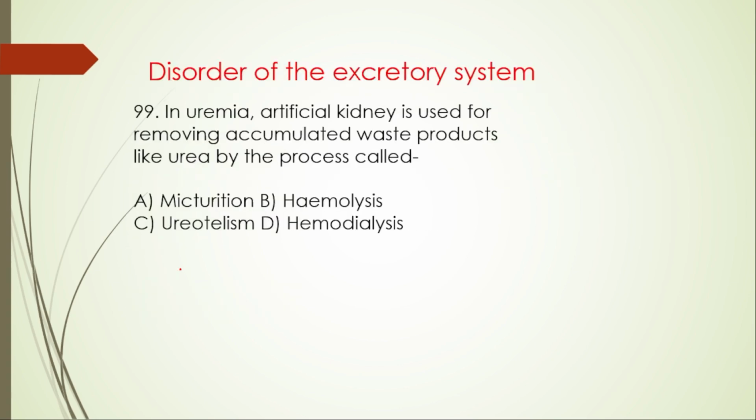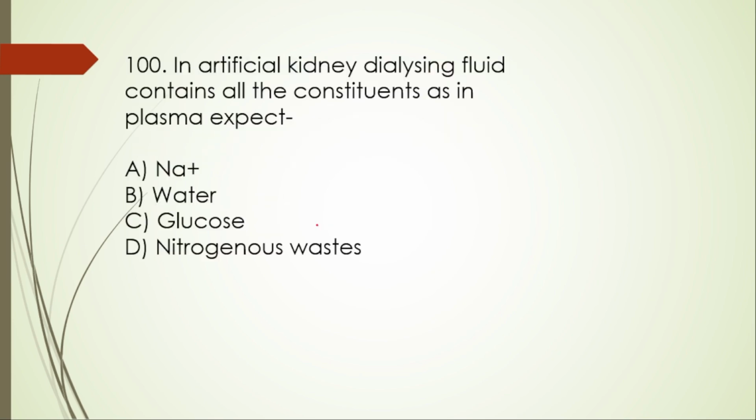99th one, disorders of the excretory system. In uremia, artificial kidney is used for removing accumulated waste products like urea by a process called micturition, hemolysis, ureotelism and then hemodialysis. So here the right option is D, hemodialysis. Next question, that is question number 100.